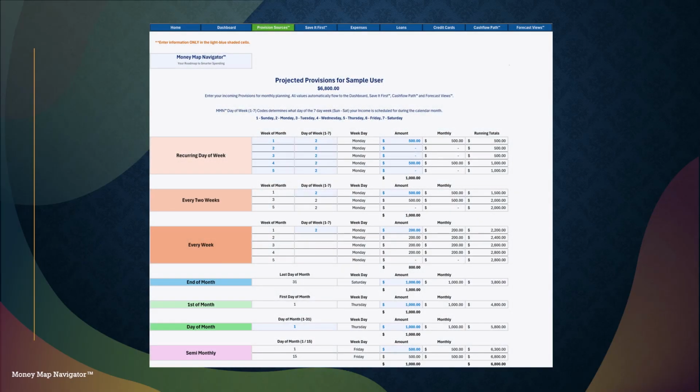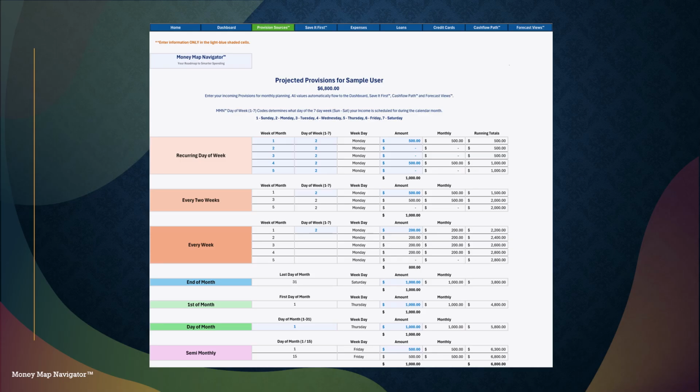Provision sources, also called PS. This is where you capture all of your income sources in one place. Most budgeting tools quietly fail when income changes month to month. MMN is different because it's built for real-life cash flow. Provision sources is the foundation. If the income is wrong here, everything downstream is wrong, so we keep this part clean and complete.